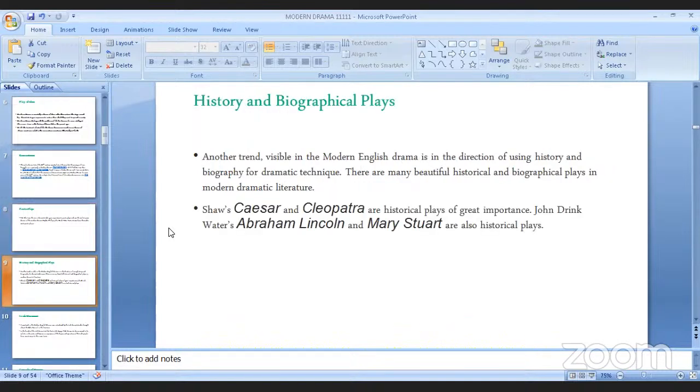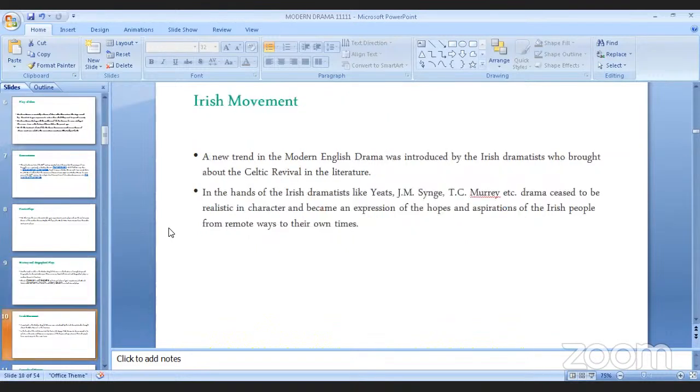Now, history and biographical plays. Another trend visible in modern English drama is in the direction of using history and biography for dramatic technique. There are many beautiful historical and biographical plays in modern dramatic literature. For example, G.B. Shaw's Caesar and Cleopatra is a historical play of great importance. John Drinkwater's Abraham Lincoln and Mary Stuart are also historical plays.